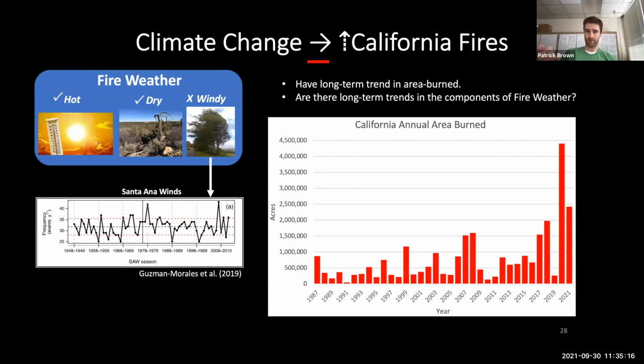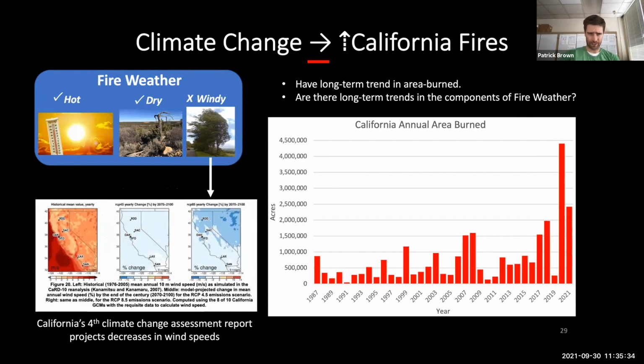And we see a similar story with Diablo winds as we see with Santa Ana winds, which is we do not really see changes in those things historically. And yeah, so this is what I'm trying to show here, that there's not really an upward trend in Santa Ana winds, it's just kind of flat.